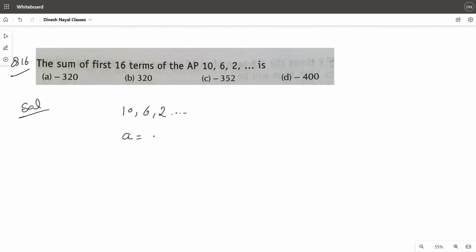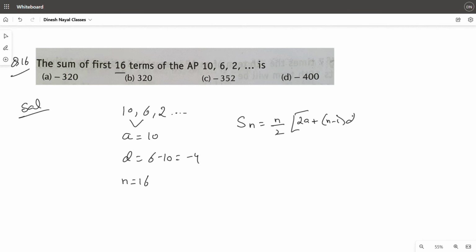Now what is the first term? First term is given, 10. And then we have to find the common difference. We know common difference will be 6 minus 10, that equals minus 4. Applying the formula for the sum of n terms, we know that n is 16. So Sn will be, the formula is n by 2, 2a plus n minus 1 into d.